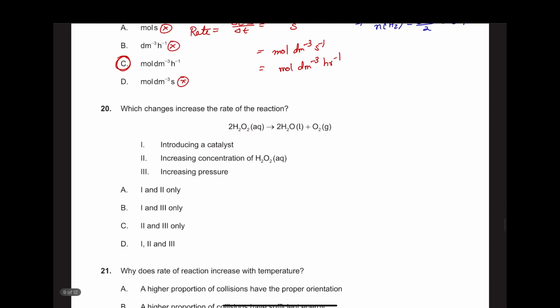Next, which changes increase the rate of reaction? If you introduce a catalyst, obviously the reaction rate increases because catalyst decreases activation energy. Next, increasing the concentration of H2. That is also correct because if you increase the concentration of H2, there will be more collisions or more effective collisions per unit time. That's why the reaction will become faster. But if you increase pressure, there will be no change in this reaction because there are no gaseous reactants.